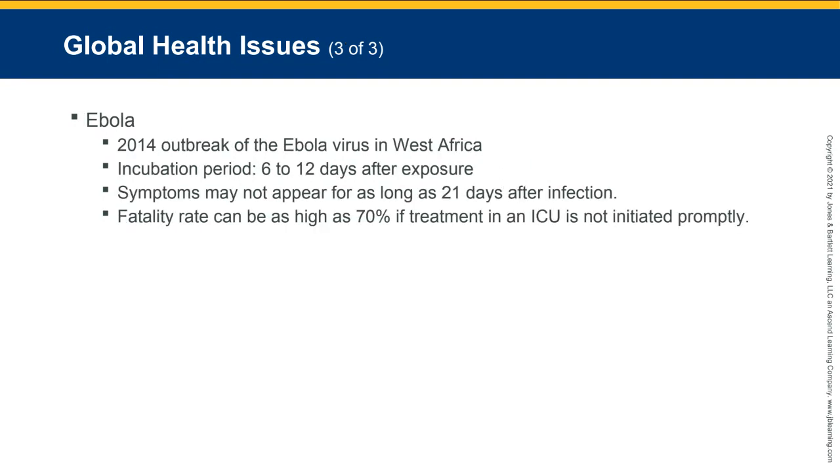Ebola. Ebola is basically a virus that affects the body's ability to clot. In 2014, there was an outbreak of the Ebola virus in West Africa. Incubation period 6 to 12 days after exposure. Symptoms may not appear for as long as 21 days after infection. Fatality rate can be as high as 70% if treatment in an ICU is not initiated promptly. It does not spread via airborne, it's fluid.